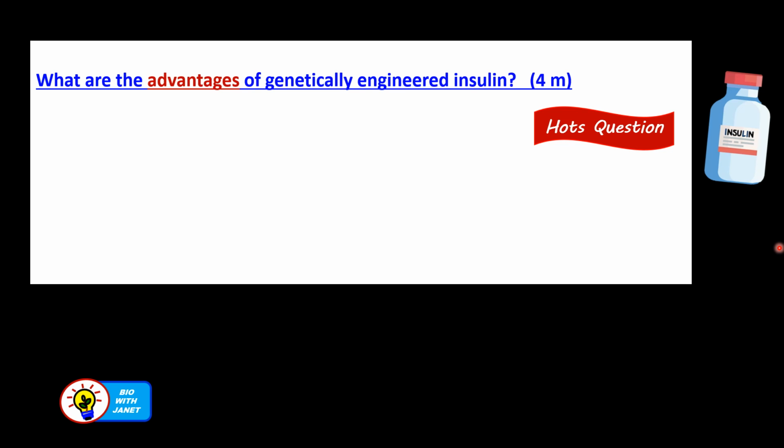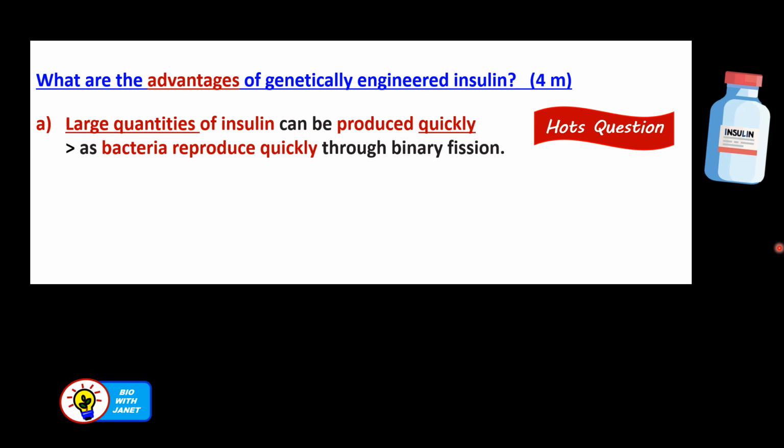Okay, the next hot question, the last hot question. What are the advantages of genetically engineered insulin? 4 marks. So the first advantage is that large quantities of insulin can be produced quickly as the bacteria reproduce quickly through binary fission. So the production of insulin will be faster if it's the genetically engineered insulin compared to production of insulin from the animals, right?